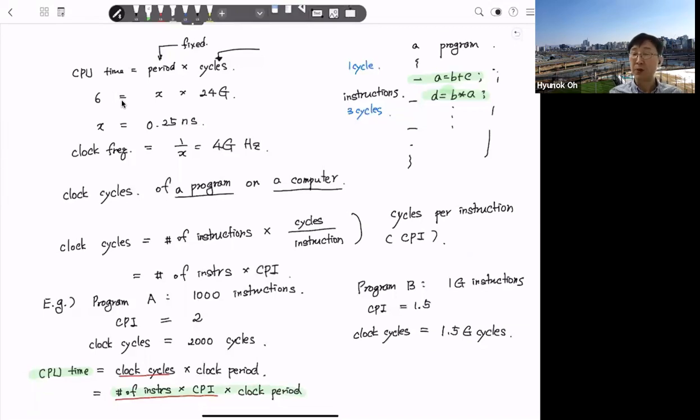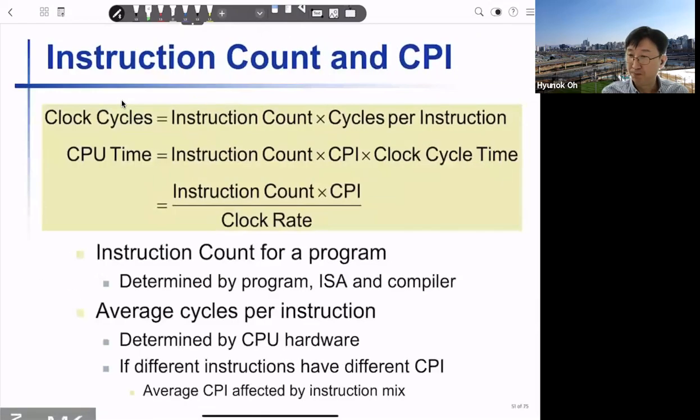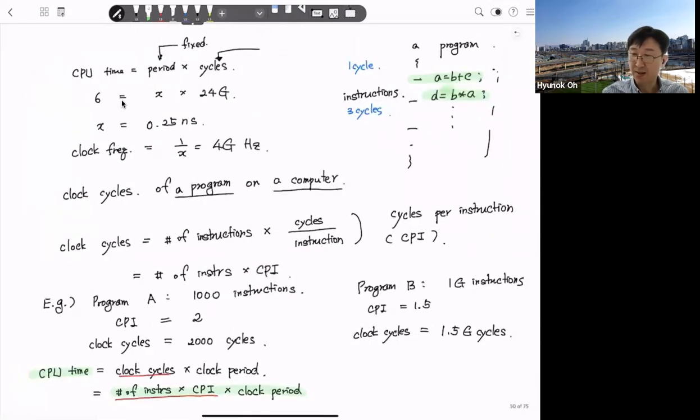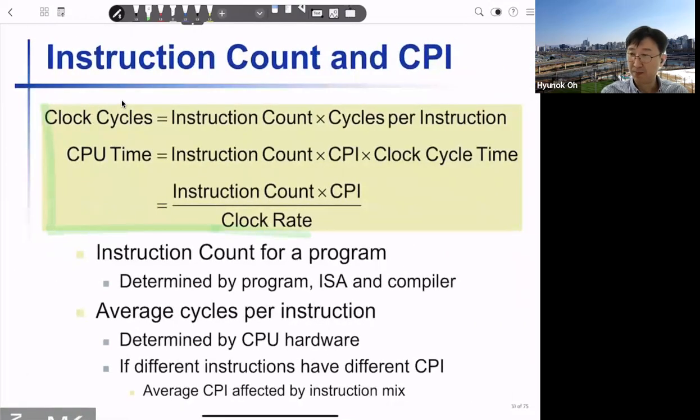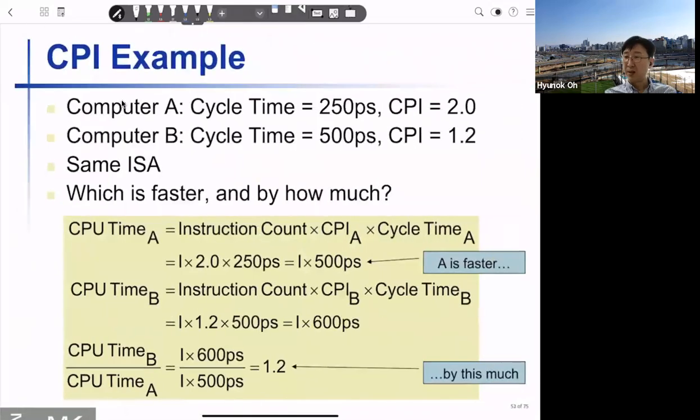So then let's look at some example. So this content is appearing here. Okay, so I said CPU time is proportional to number of instructions or instruction count, CPI, and clock period. So we are saying that this is clock period. Okay, so here there is an example.